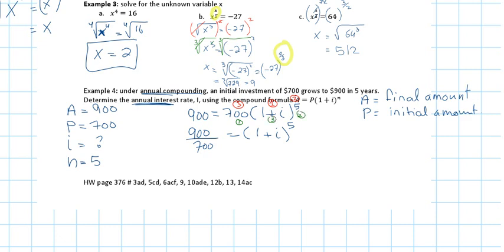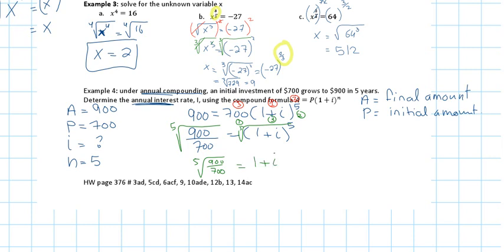Okay? Remember that. So I got rid of my 700. Now I need to get rid of that power of 5. What do I do to get rid of the power of 5? The fifth root. Yeah? So if I do the fifth root here and here, I'm going to end up with the fifth root of 900 over 700, both of them under the fifth root, equals 1 plus I.